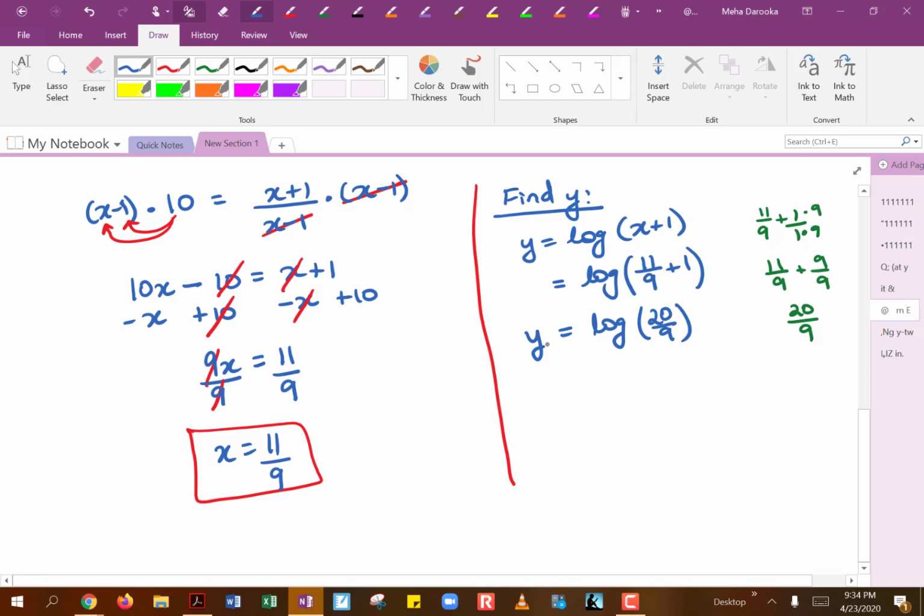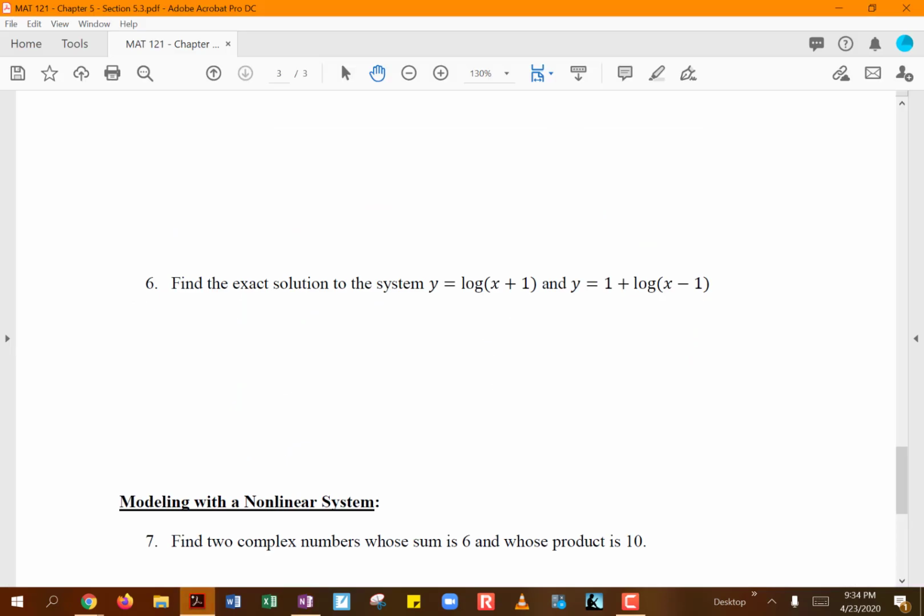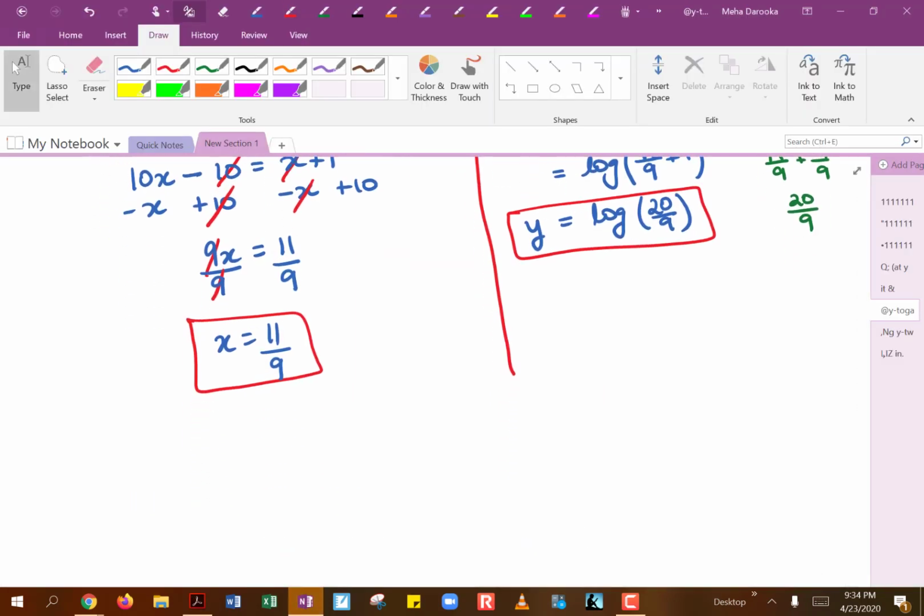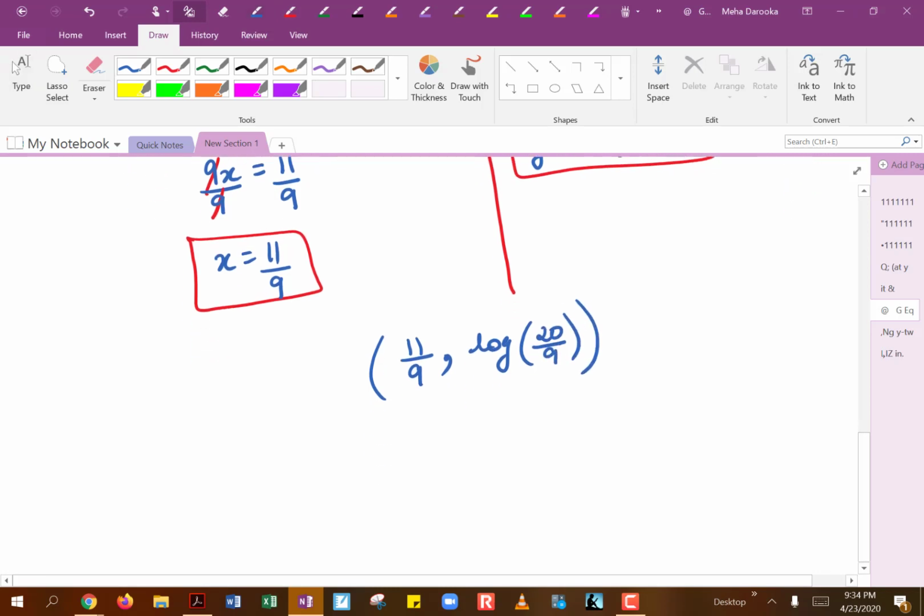And we're actually going to leave our answer right here because 20 over 9 is going to give us some kind of a decimal answer. So we will actually leave it. And that's especially because they had also asked us to find the exact solution, right? They did not want a decimal approximation. So since they want an exact solution, your ordered pair is going to be for the x value 11 over 9, for the y value log of 20 over 9.